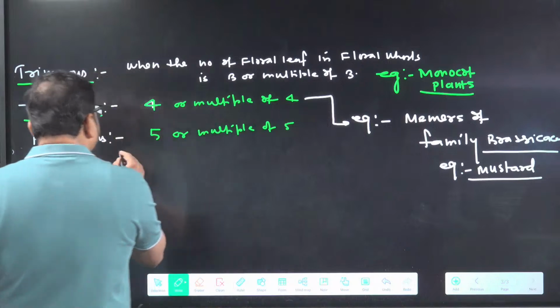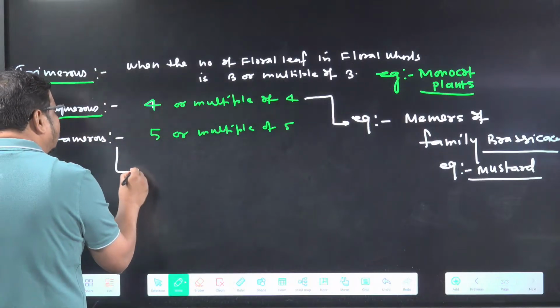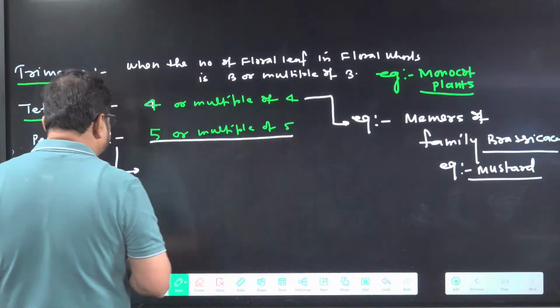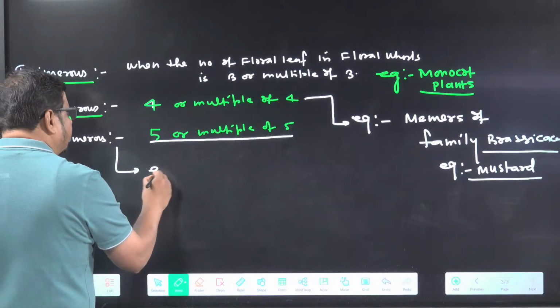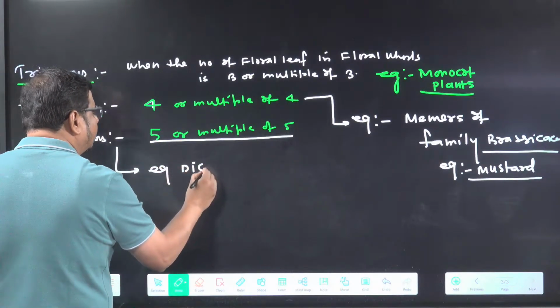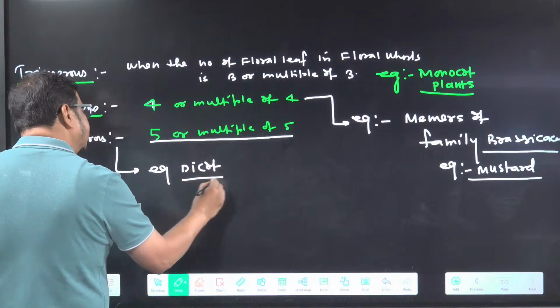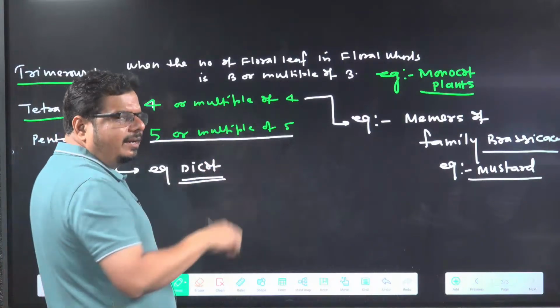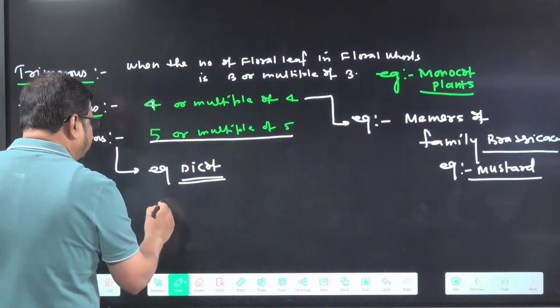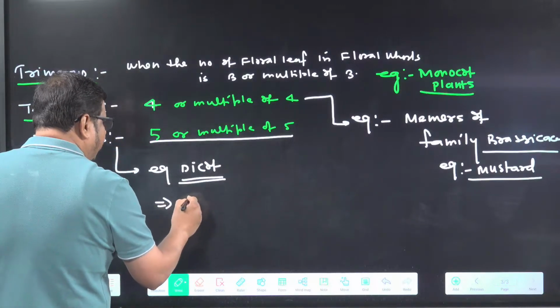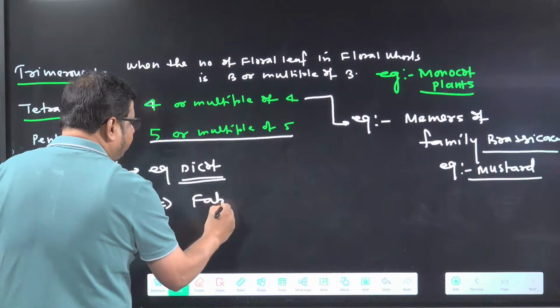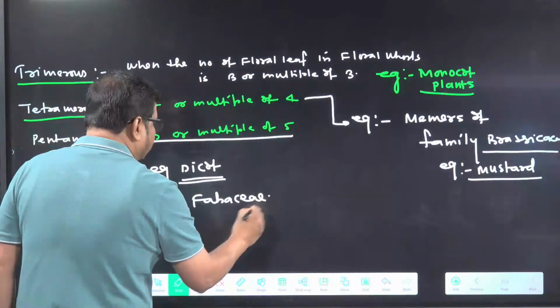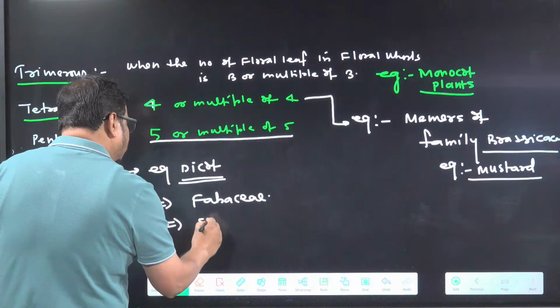And pentamerous condition, number of floral leaf are 5 or multiple of 5. It is example of pentamerous is which one? Dicot. Example of pentamerous is dicot. And in NCERT, 2 family. Which 2 family? Fabaceae. Another family, Solanaceae.